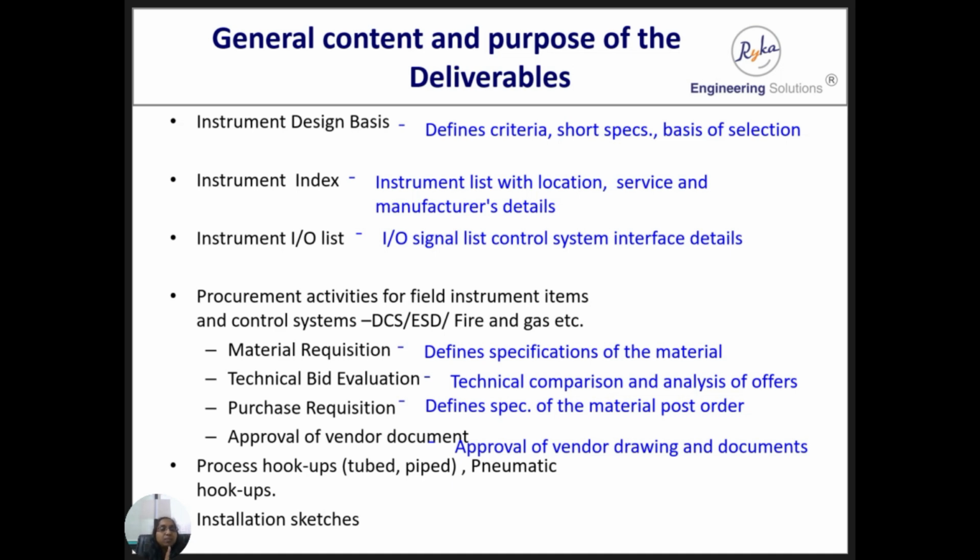Then come process hookups and pneumatic hookups, which are required at site as well as for interdiscipline. This deliverable defines connections, meaning connections of instruments on pipes, vessels or tanks. It conveys instrument side connections to mechanical engineers so that they can provide the required counterparts. It is also prepared for site contractors so that they can install the instrument on the pipeline or vessel as per the document.